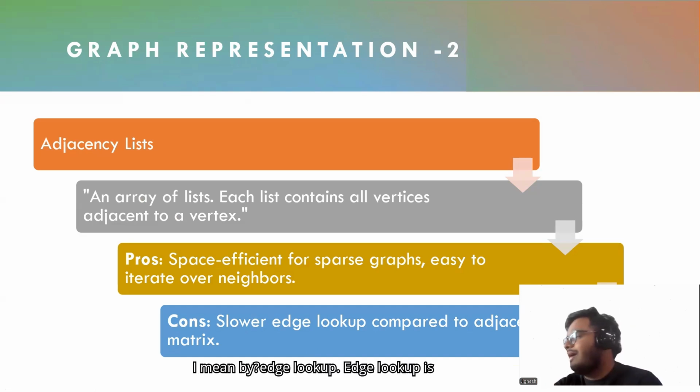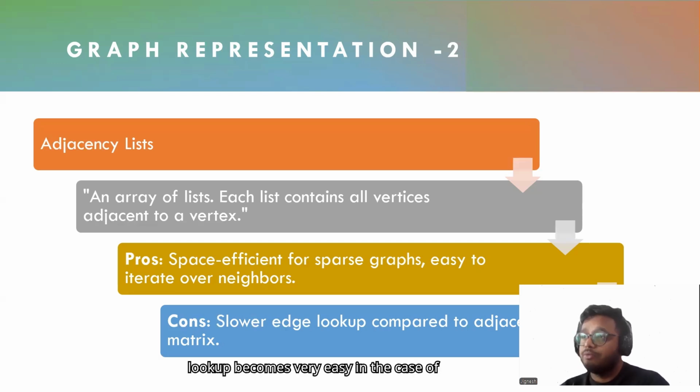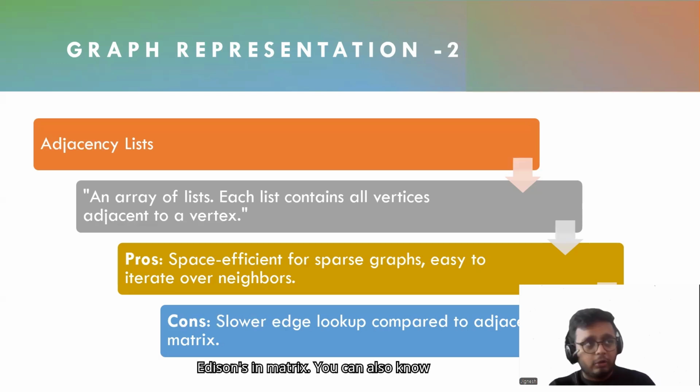What do I mean by edge lookup? Let's say there are 2 points, A and B, and I want to find out whether they are connected or not. Do they have an edge or not? That's where edge lookup comes into place. Edge lookup becomes very easy in the case of an adjacency matrix. You can also do it with an adjacency list, but it will take more time. Whenever we are writing code, we're always looking for something more efficient, right?